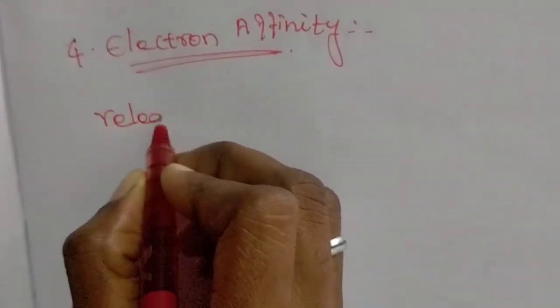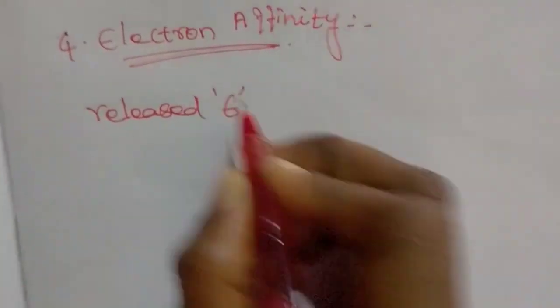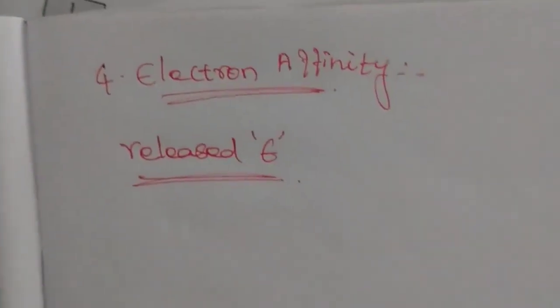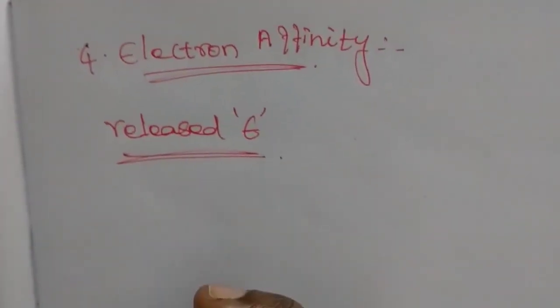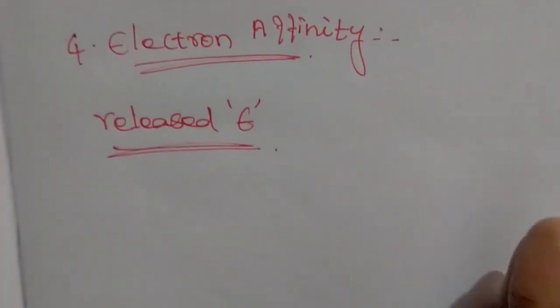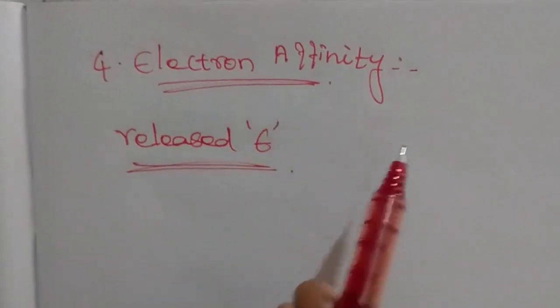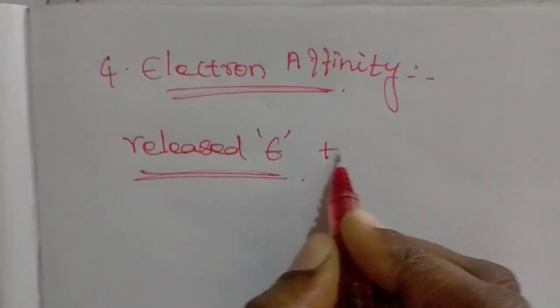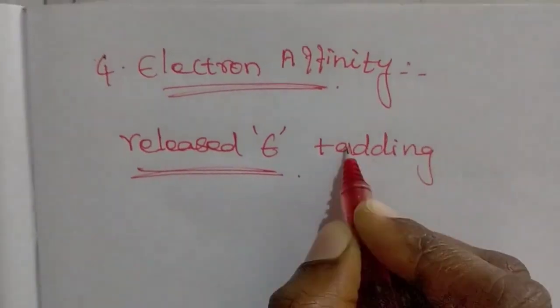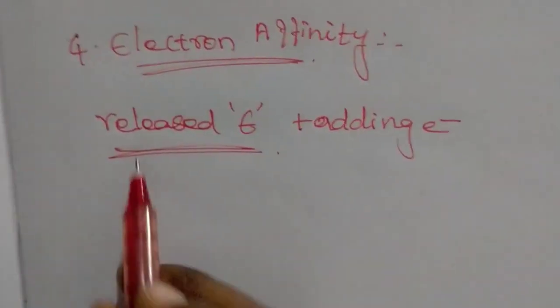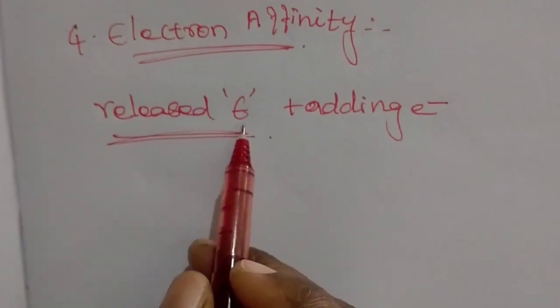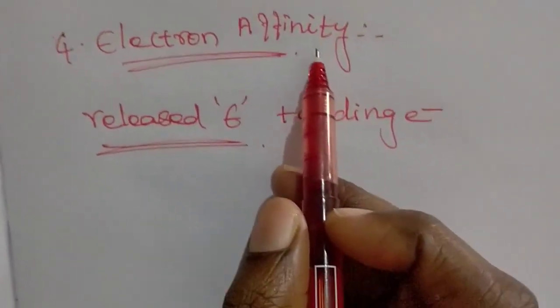The fourth periodic trend is electron affinity. We learned ionization energy: it is the energy required, and here it is the energy released. With ionization energy we require more energy to remove the electron. So electron affinity is the opposite of ionization energy. For the addition of an electron into an atom, some energy is released. That energy is known as electron affinity.